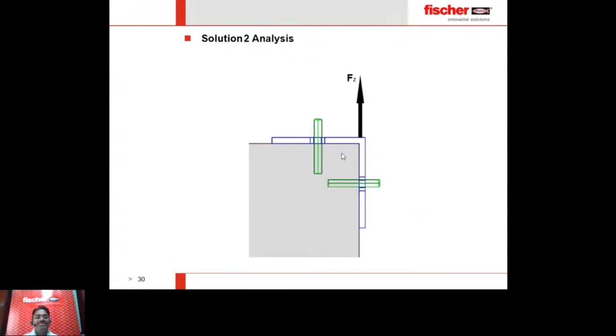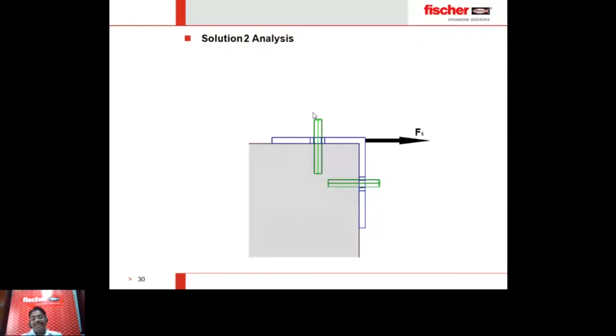When you are having Fz, that time you will have this slotted hole in the side face of the plate. Because of the slotted hole, it is not transferring any shear to the anchor, and 100% tension is going to the top face bolt. That time this top face bolt is making only a cone, or the only check has to be done for the tension for the top face of the plate.